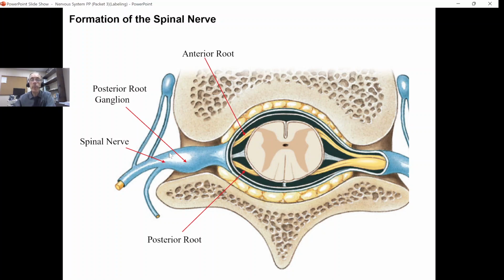And again, we know from the previous lesson, the posterior root would have sensory information going in the back, and then motor information goes out the front. I always say in the back door, out the front door, like that. Okay, so that's what would be in these roots. This would be sensory fibers going in. This would be motor fibers going out.